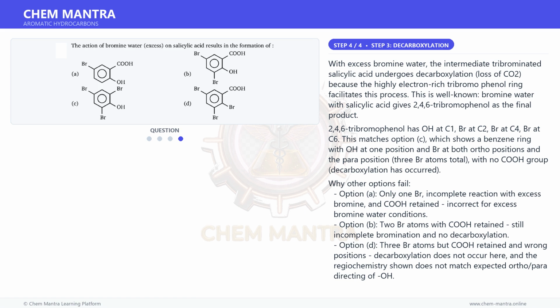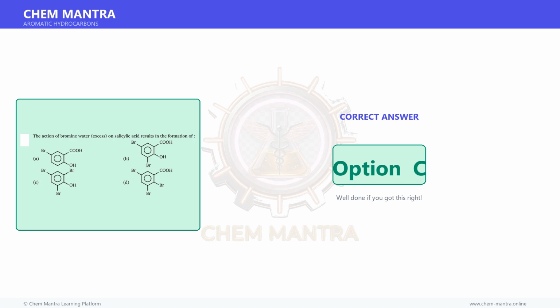Option D. 3 Br atoms, but COOH retained and wrong positions, decarboxylation does not occur here, and the regiochemistry shown does not match expected ortho-para directing of OH. Option C correctly represents 2,4,6-tribromophenol, the product of electrophilic aromatic substitution at all three positions activated by OH, followed by decarboxylation. Therefore, the correct answer is option C.